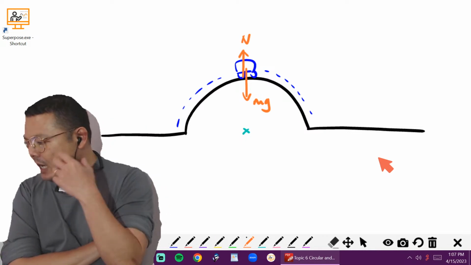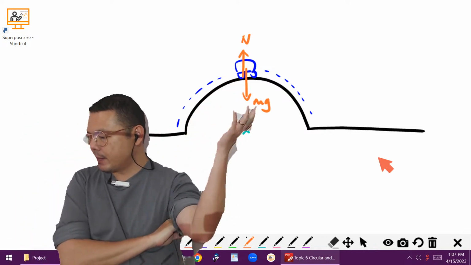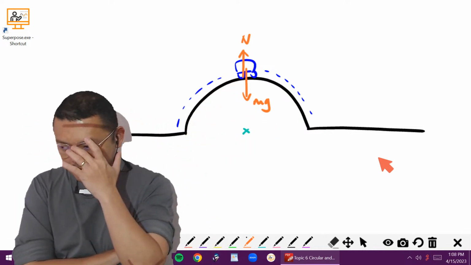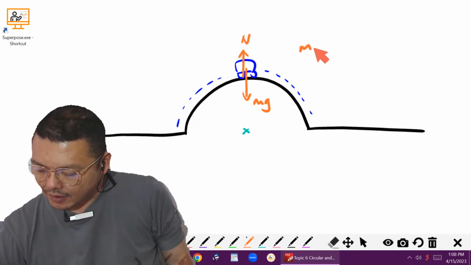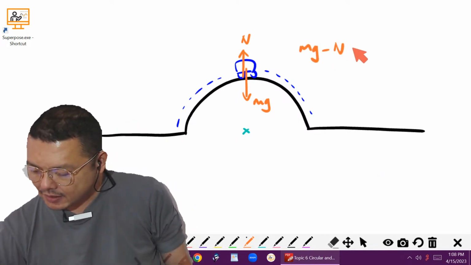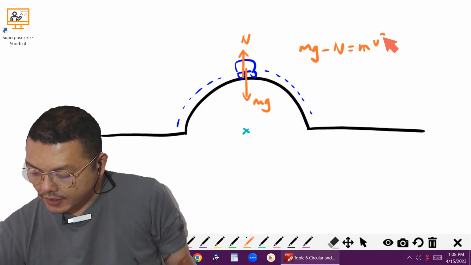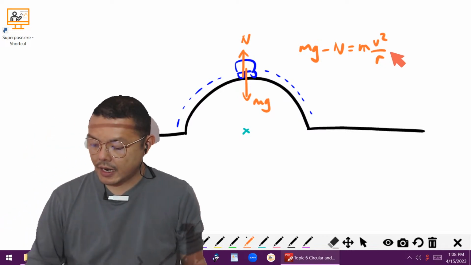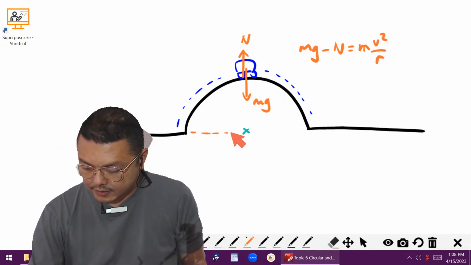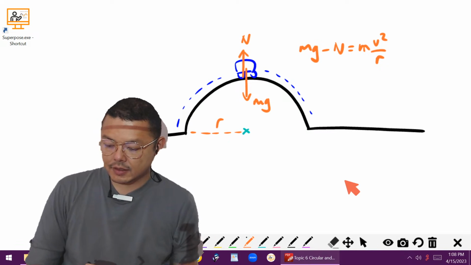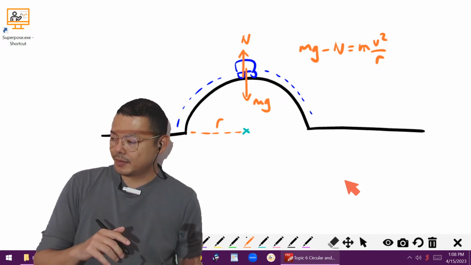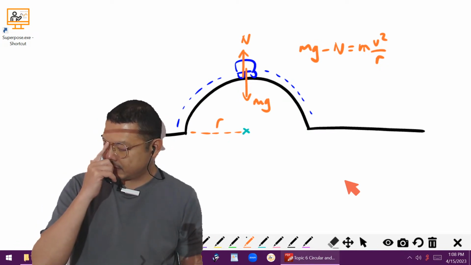So what will be the equation for the car going over the bridge? Good. Mg minus N equals to mv squared over r. Okay, and the r being this radius here, right? This is r.